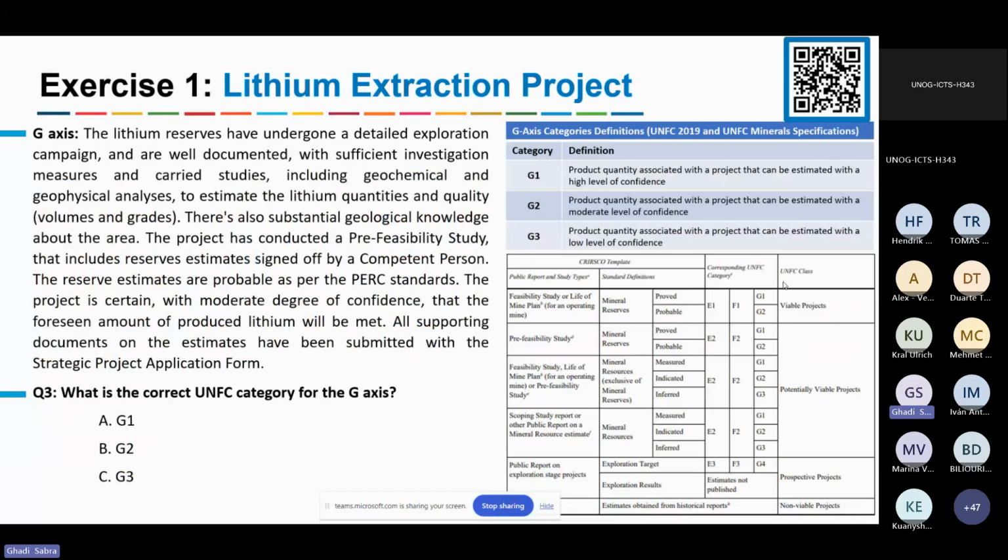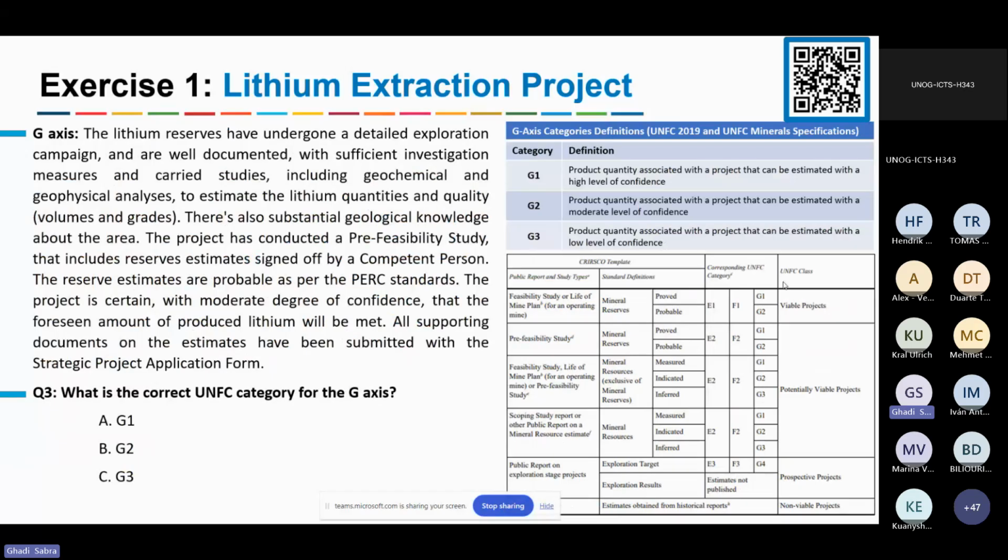PERC is part of CRIRSCO, what Hendrik touched on earlier in his presentation. The project is certain with moderate degree of confidence that the foreseen amount of produced lithium will be met. All supporting documents on the estimates have been submitted with the strategic project application form. So what is the correct UNFC category for the G-axis? We can see here on the right side the definition of the G-axis as per the UNFC 2019.